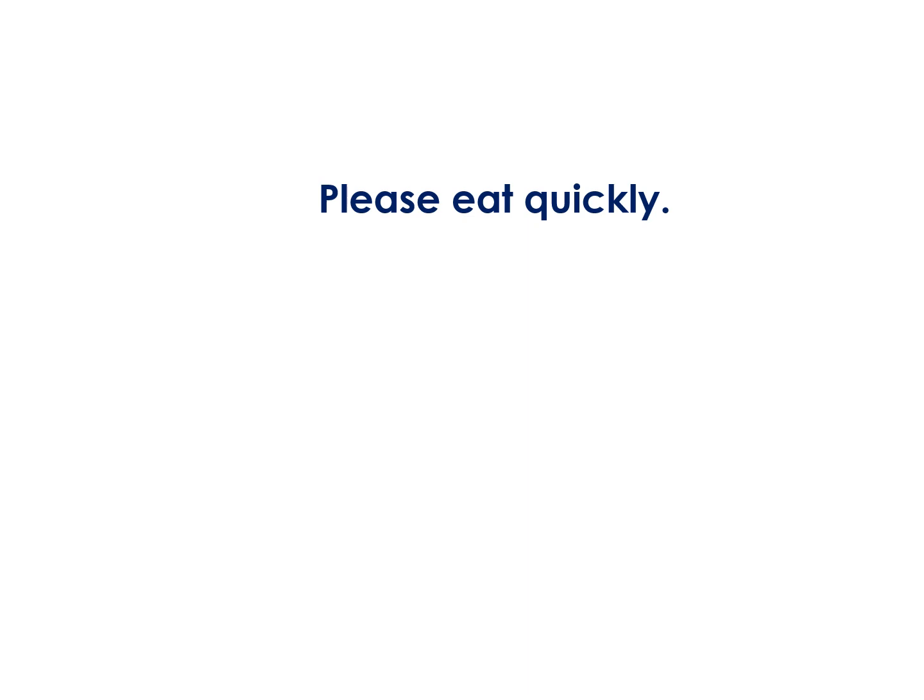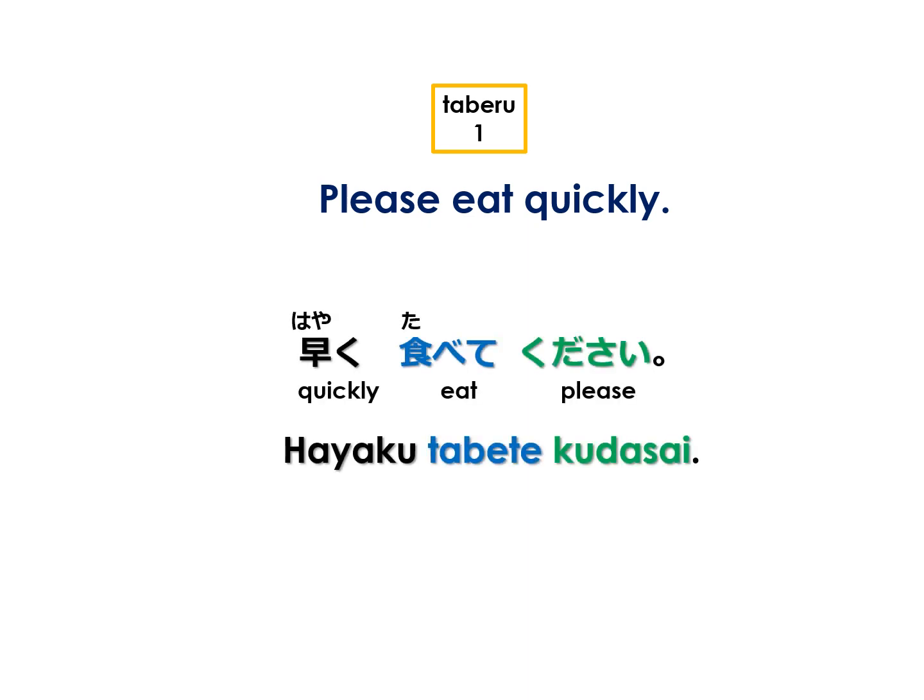First example, please eat quickly. To eat is taberu, a root-dropping verb. In Japanese, hayaku tabete kudasai. Hayaku is an adverb derived from the adjective hayai. To review adverbs, please see lesson 18 of our English playlist.